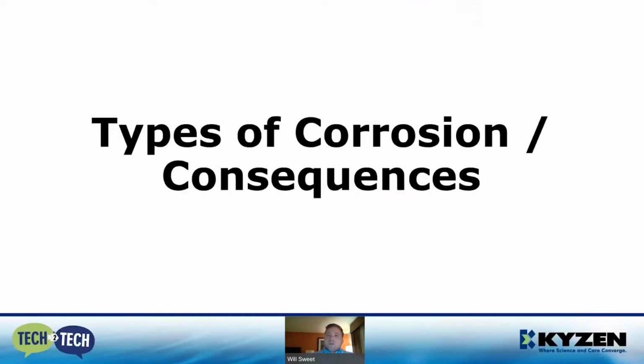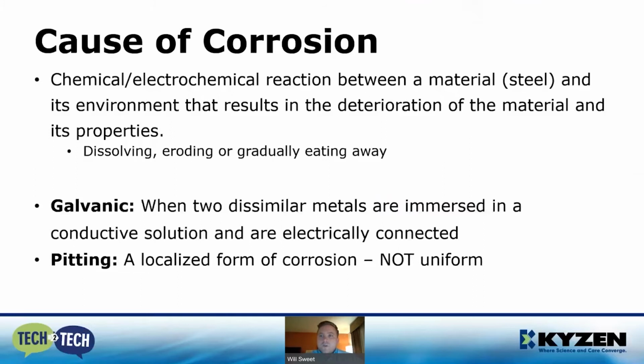Starting with the types of corrosion and their consequences, what corrosion is, in a nutshell, is just a chemical or an electrochemical reaction between a material, in this case, steel, and its environment that results in the deterioration of the material and its properties. So what that means is that the steel or the material will be dissolving or eroding or gradually eating away at itself. A couple of different types of corrosion that you can run into are listed below.